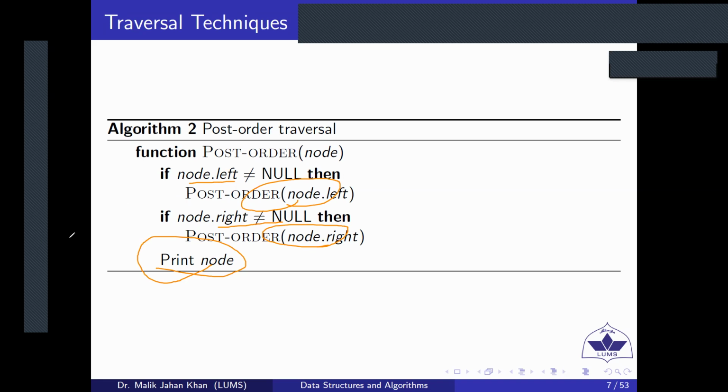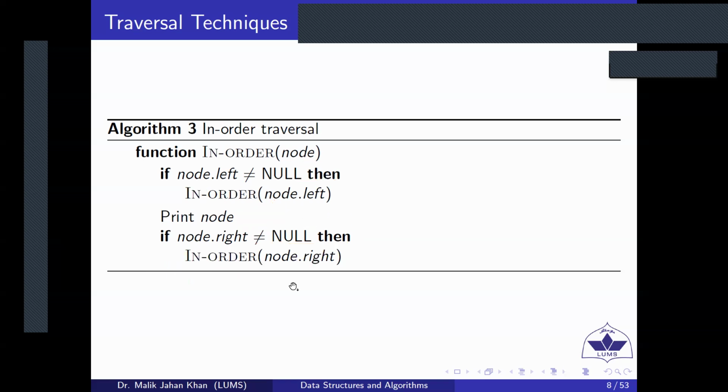If we move forward to in-order, in-order traversal is again the switching of the same lines of code. We must first process the left child. So if it is not null, we process the left child first.